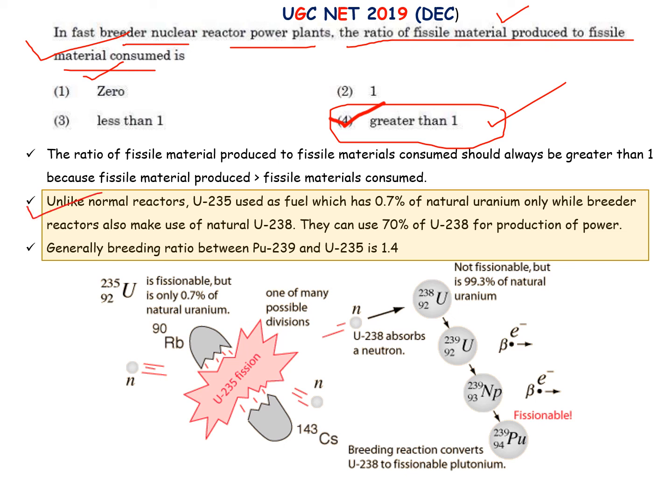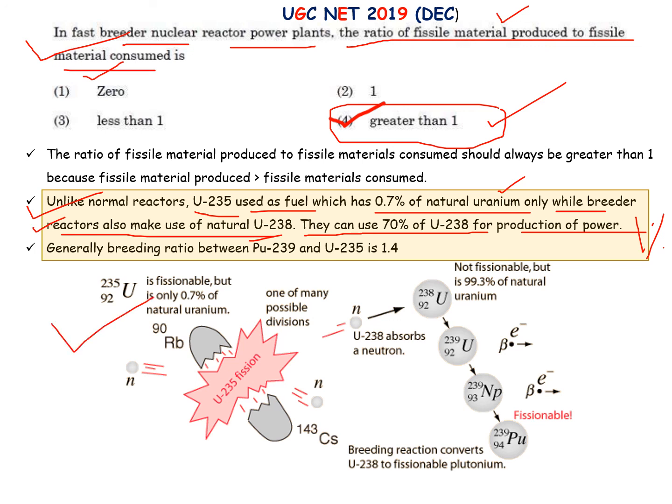In a normal reactor, uranium-235 is used as a fuel, which consists of only 0.7% of the natural uranium present on our earth. A breeder reactor also makes use of natural U-238. It can use 70% of U-238 for the production of power, while a normal reactor can only use 1% of U-238. That is why we can say the breeder reactor is more suitable for the nuclear fission reaction to produce nuclear energy.